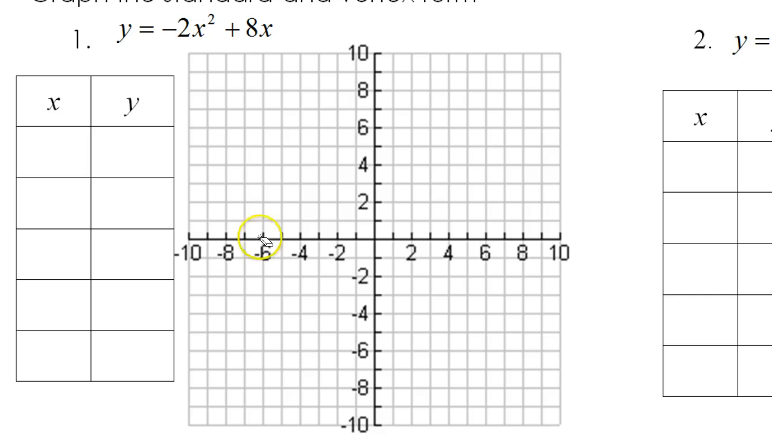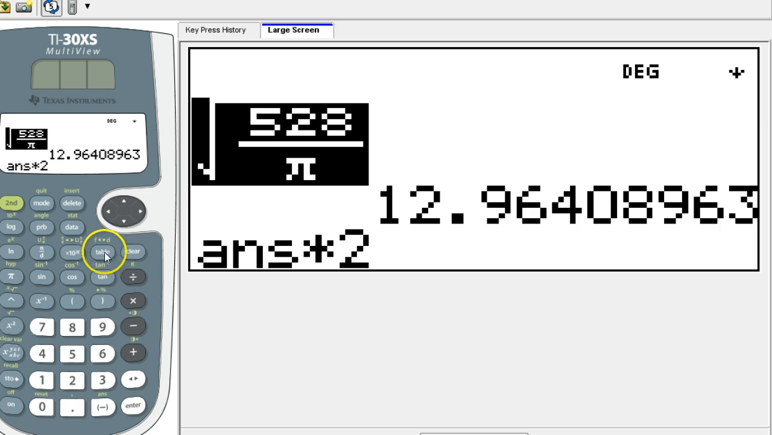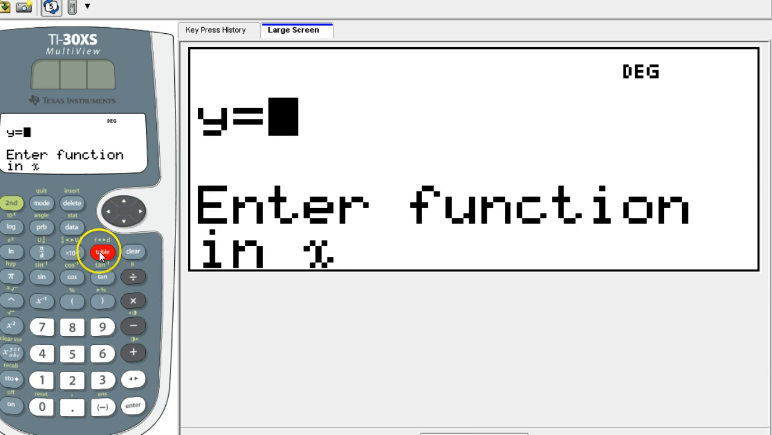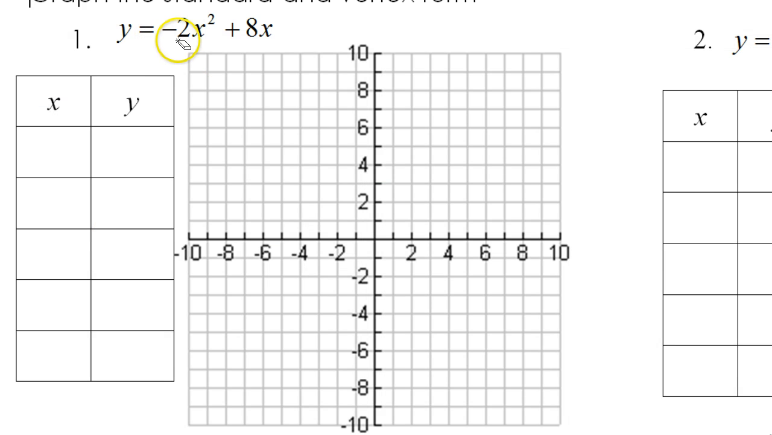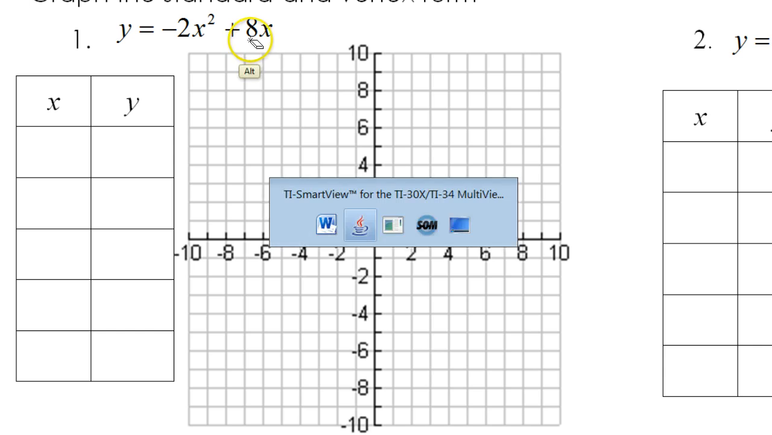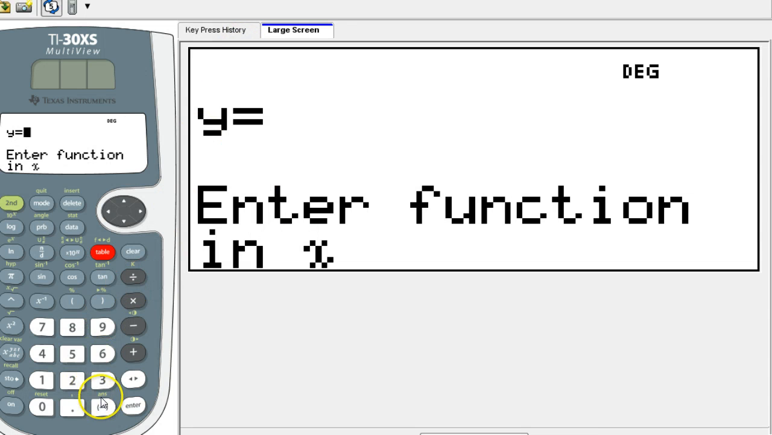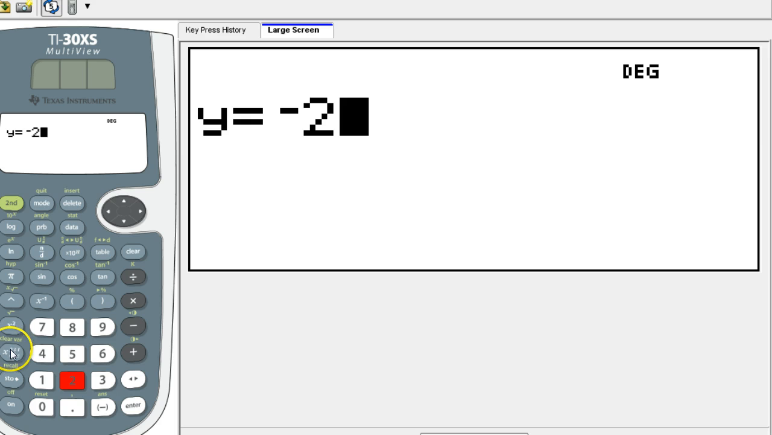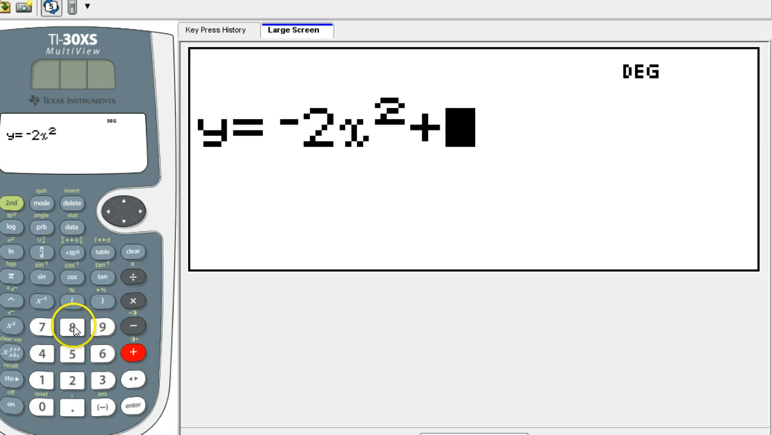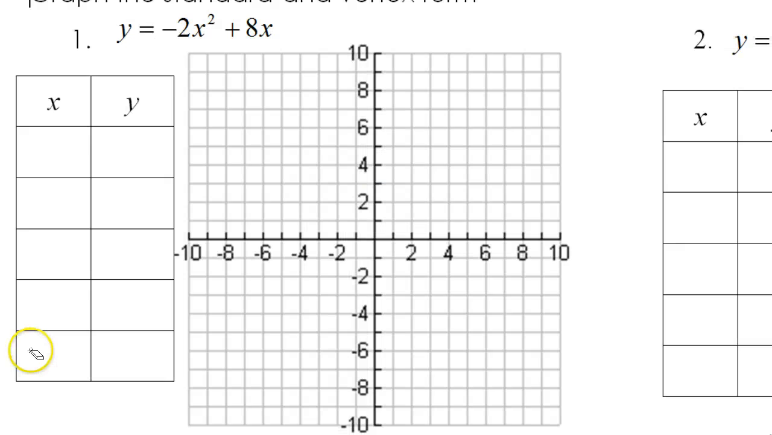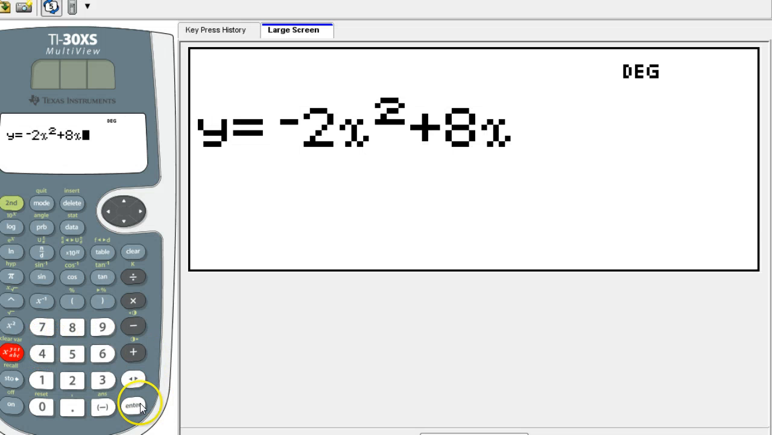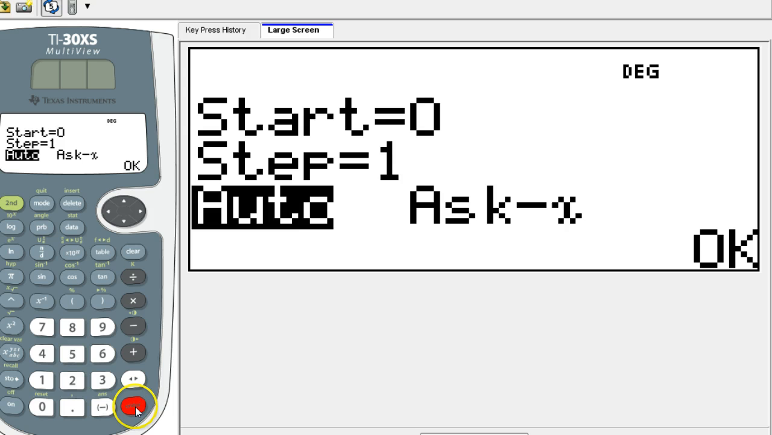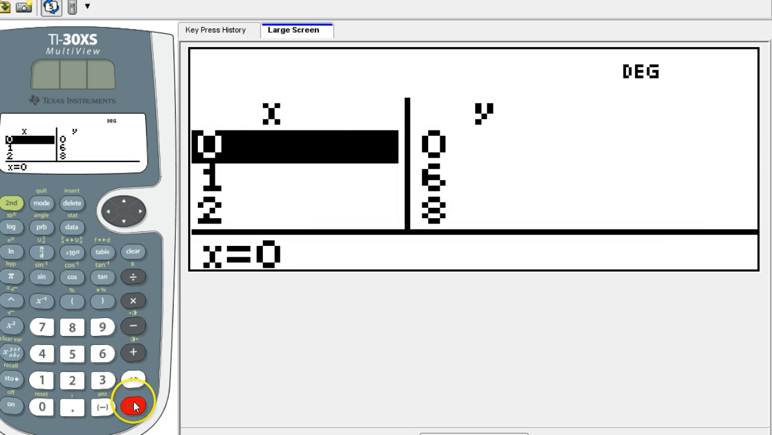Graphing quadratic functions is easy when you have a TI-30 XS MultiView. You just go to your table function and type it in. So we have negative 2x squared plus 8x. You hit enter a couple of times and we get a table of values.